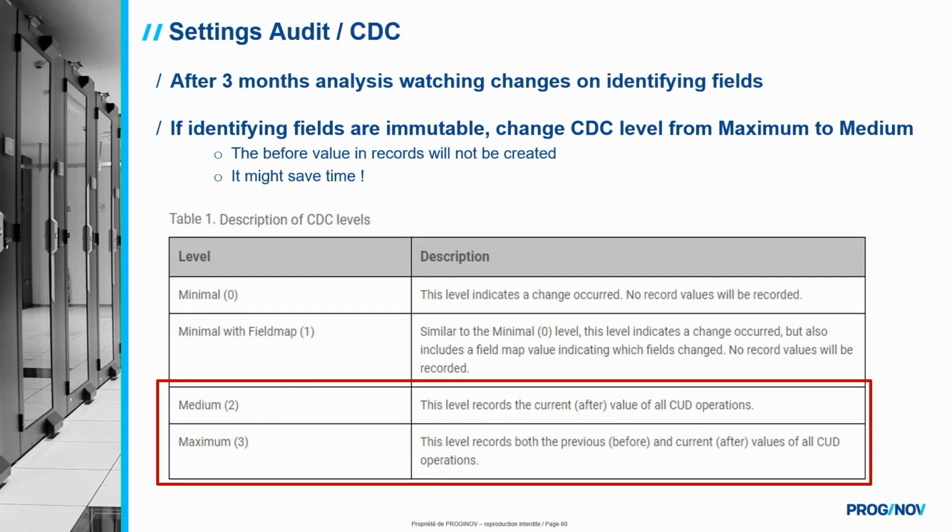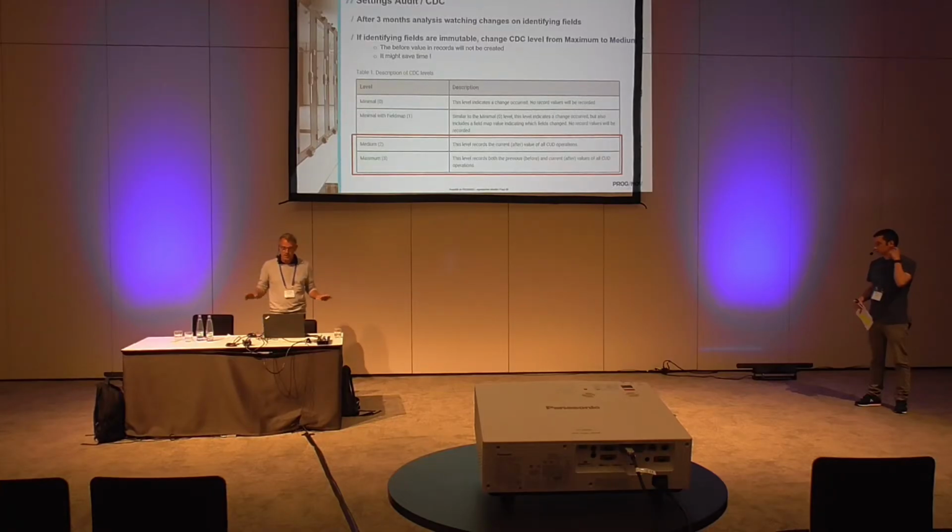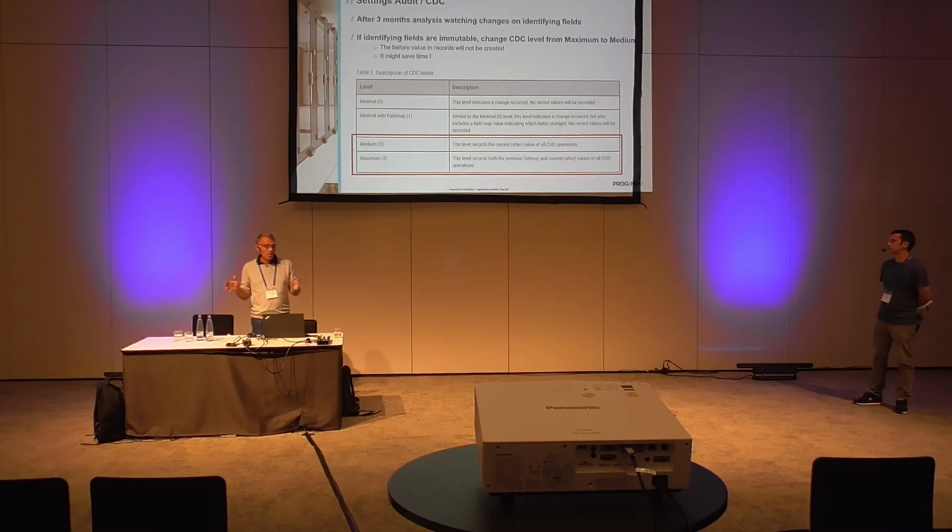When I start this process, I have no time to analyze things. So I set everything to maximum level, and I store every change on every field. It was time consuming for the replication process, because sometimes instead of having 2 records I could only have 1. So during 3 months, I analyzed every change on these identifying fields.